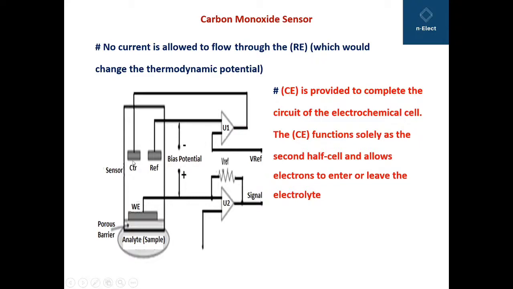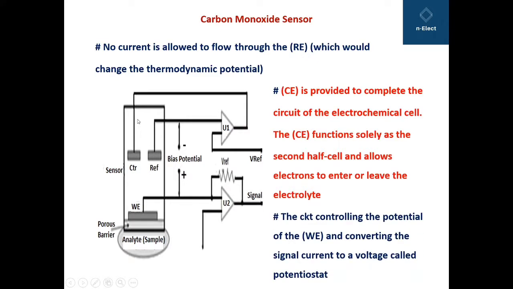CE, that is the counter electrode, is provided to complete the circuit of the electrochemical cell. The CE functions solely as the second half cell and allows electrons to enter or leave the electrolyte. Either the electron can enter the electrolyte or can leave the electrolyte through this counter electrode. The circuit controlling the potential of the working electrode and converting the signal current to voltage is called a potentiostat.